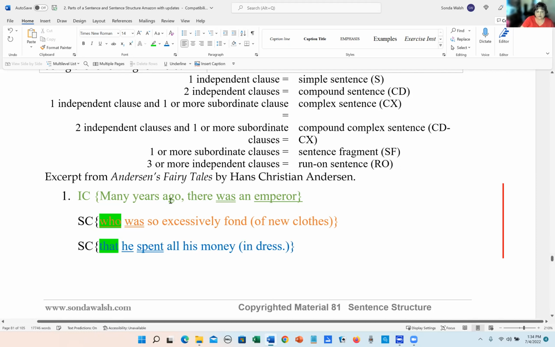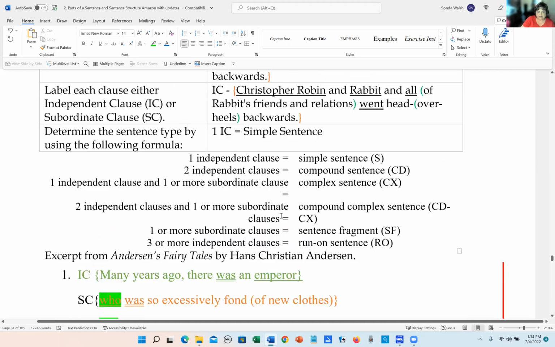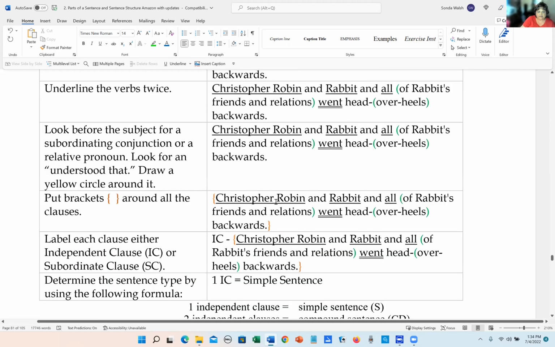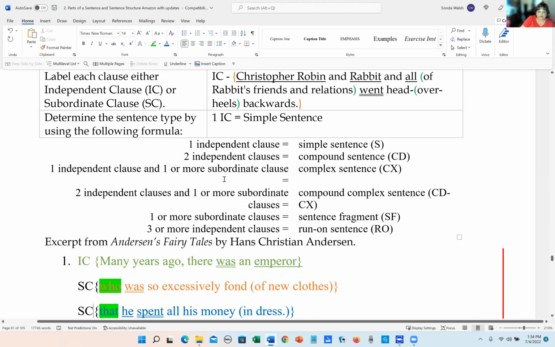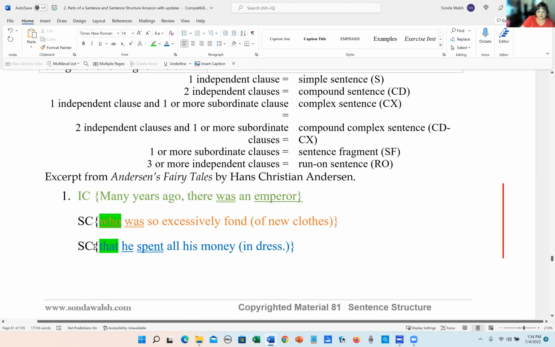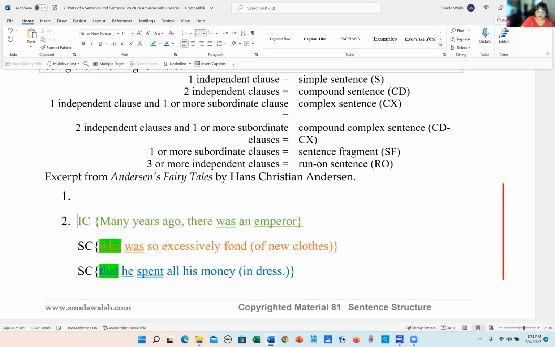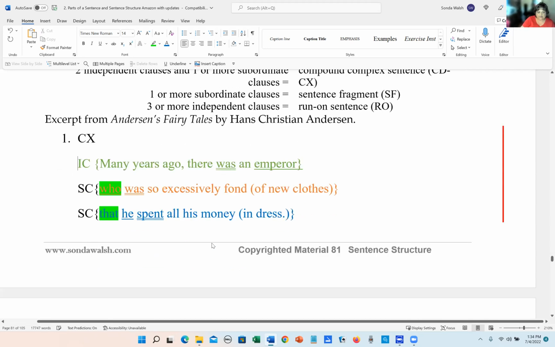Okay, so this sentence has one independent clause and two subordinate clauses. And we are trying to identify the sentence structure. So if we have one independent and two subordinate, that means this sentence is a complex sentence. Okay, let's go to the next one.